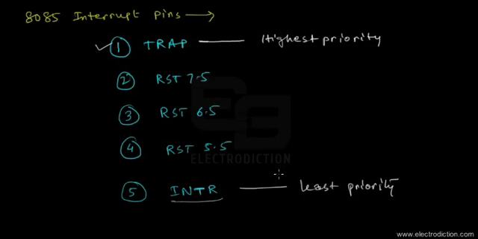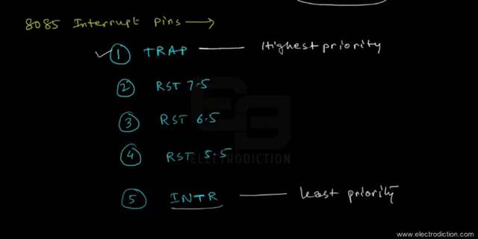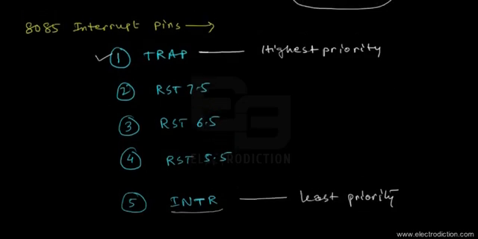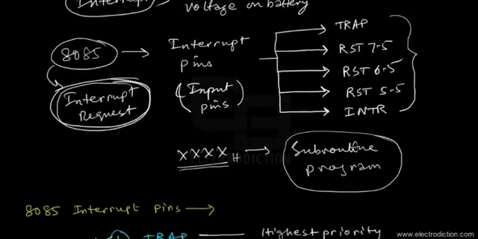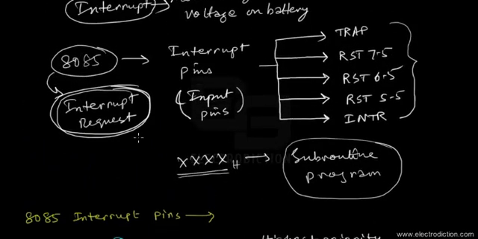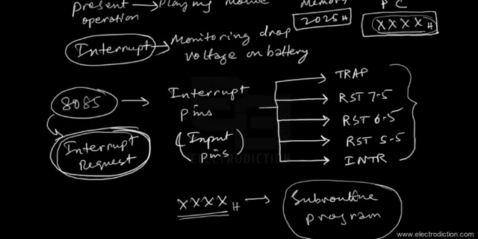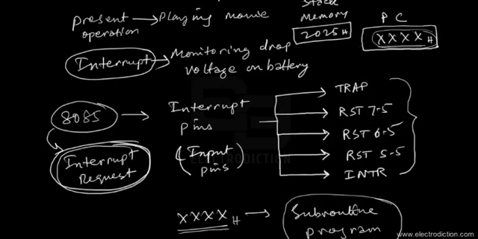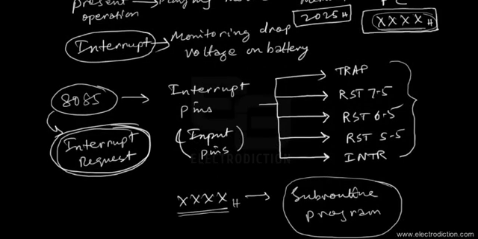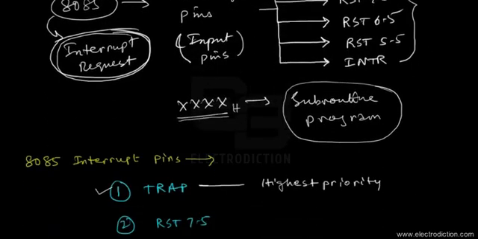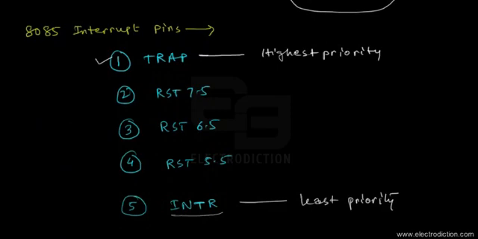Now before going on to the concept of vectoring, let me just tell you that I mentioned a little while ago that whenever the 8085 encounters an interrupt request, it might send the program control to some different memory location. So now the question is, which memory location does the 8085 direct the program control to? That's exactly what I'm going to describe over here.